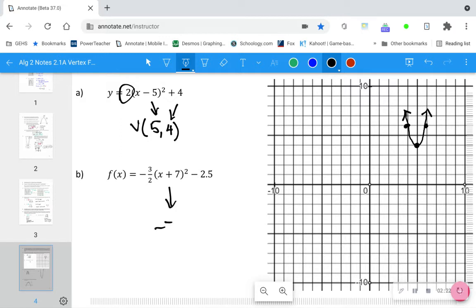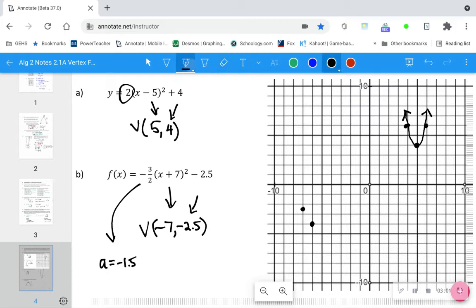H is going to be negative 7. K is going to be negative 2.5. So we're going to find negative 7, negative 2.5, and it's right there. And then we have an a value of negative 1.5. That's what negative 3/2 is, which means if I go 1 to the right, I have to go 1.5 down, and there's my next point.